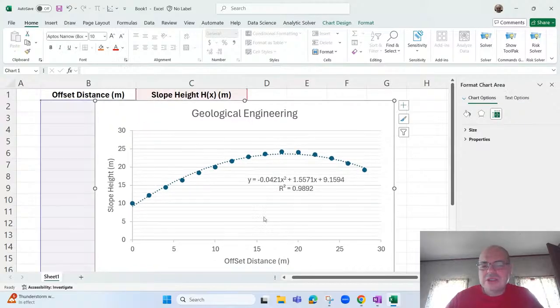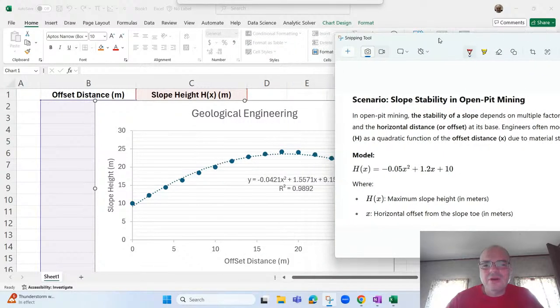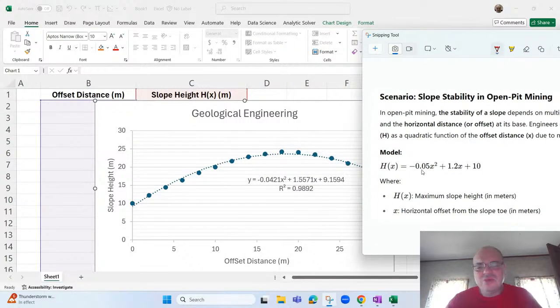So what we did here is show you how a function comes about. We fit the data to the model. Excel gives you the best fit for the data for your function. This function's pretty close. It's simpler, but I might prefer, let's say, negative 0.042, 1.56, and 9.16 instead of these values.